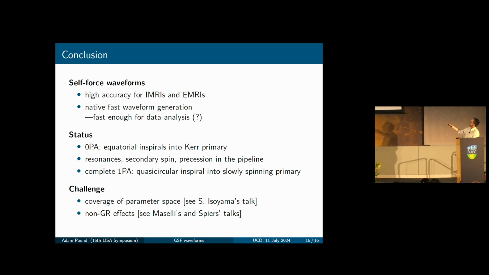So originally, self-force waveforms were really just designed for EMRIs. We now recognize that they are very accurate for IMRIs, and even for mass ratios down to 1 to 20, 1 to 30, or even 1 to 10. But we only know that about quasi-circular binaries. But we do expect these to be accurate over the whole range of IMRIs for generic orbits and EMRIs.